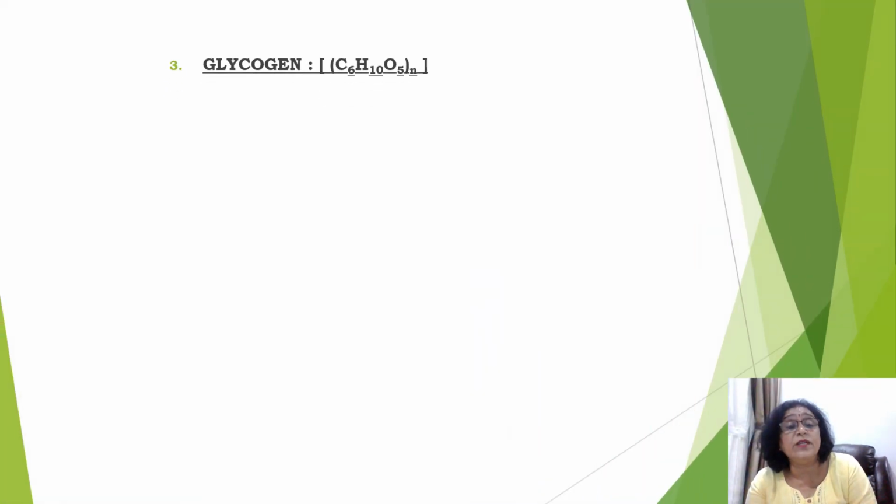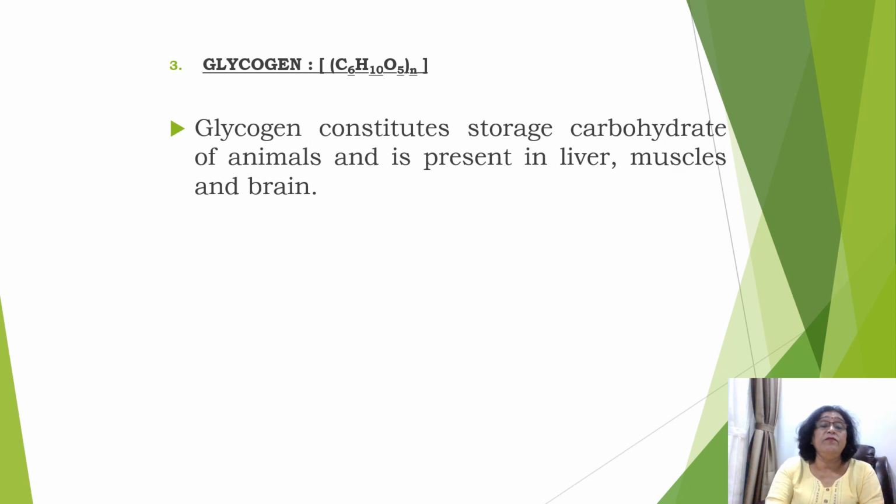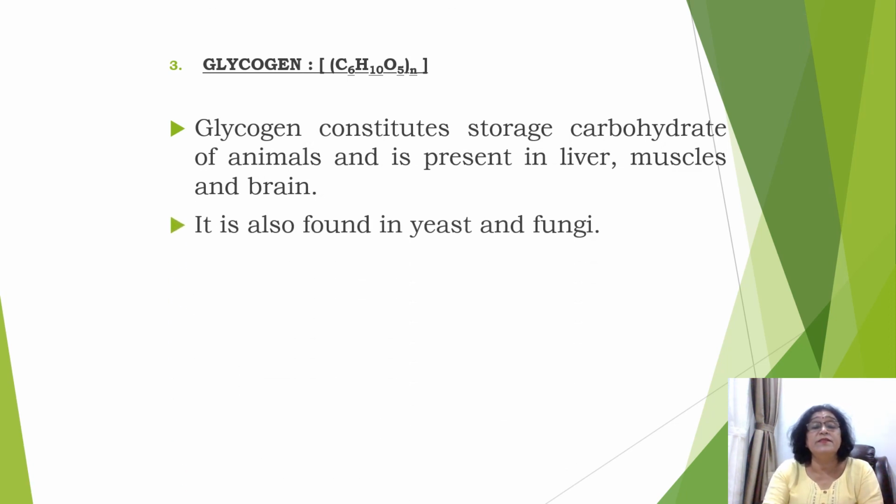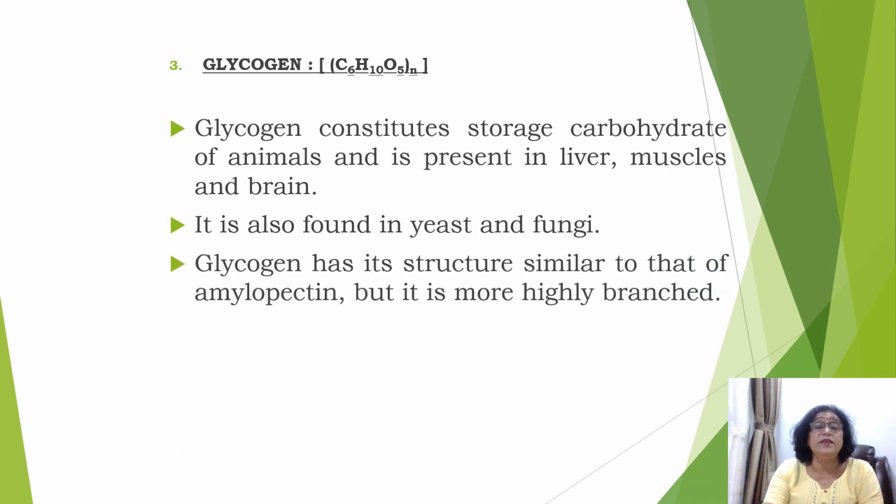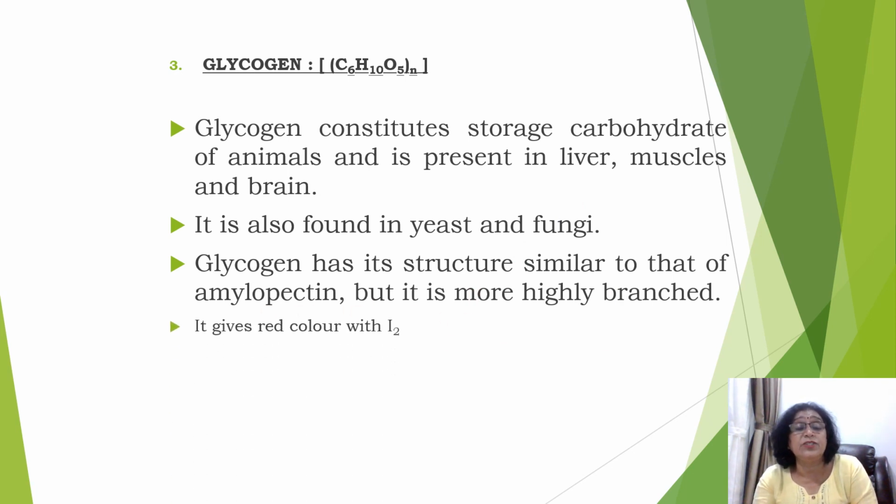Now let's see glycogen. Glycogen is (C6H10O5)n. It is a storage carbohydrate of animals and is present in liver, muscles and brain. It is also present in yeast and fungi. Glycogen has a structure similar to that of amylopectin, but it is more highly branched and it gives red color with iodine.